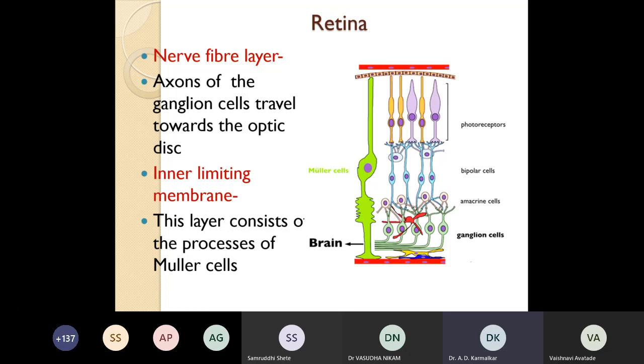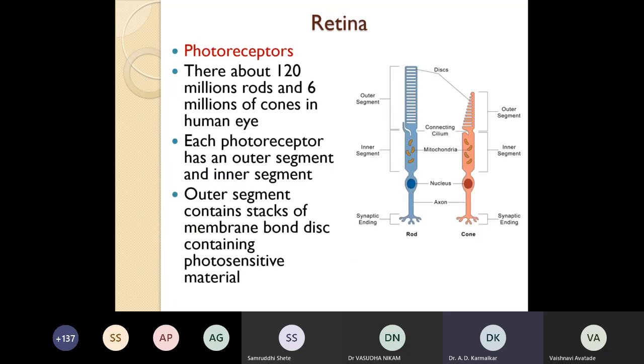Now a little bit, we will go into detail about each cell briefly. The photoreceptor cells I have already covered in the physiology, but there are rods and cones, and they are classified according to the outer segment. The outer segment of the rod is cylindrical, and the cone is conical. Rods are more in number, about 120 million, compared to the cones, which are 6 million in number. Each photoreceptor cell has an outer segment and an inner segment. The outer segment has a membrane bound disc which contains the photoreceptive material.